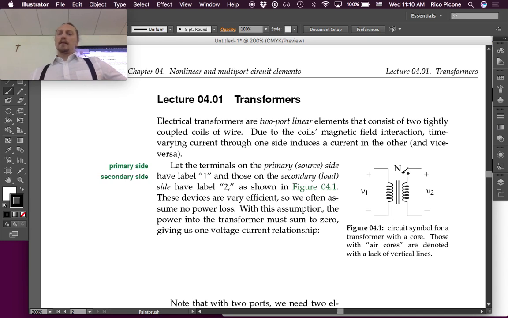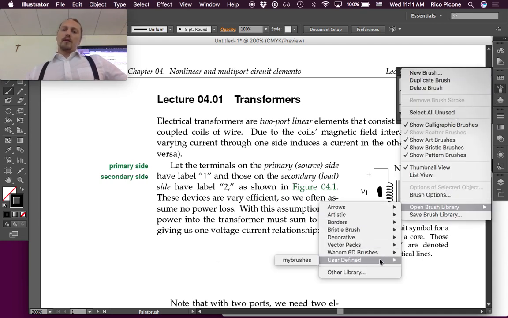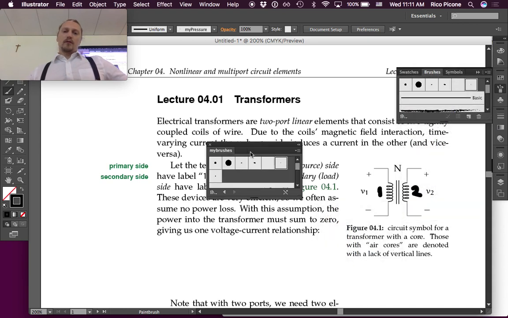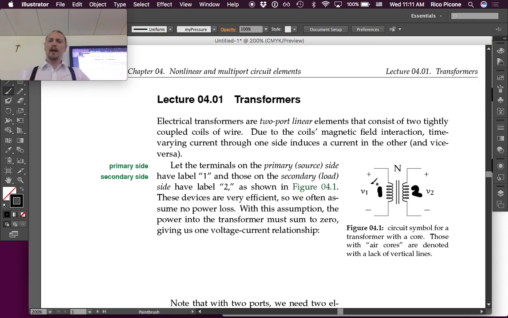So, this is the circuit symbol that we use for a transformer. Very suggestive coils on here. This is the 1 side, and this is the 2 side. There's a voltage drop here, a voltage drop here. There's also, of course, a current flowing here and here.